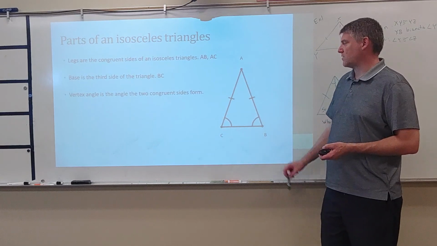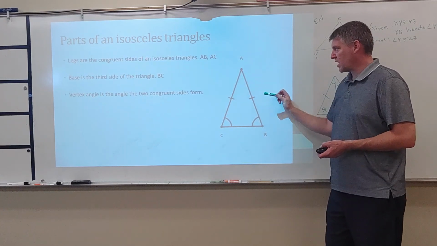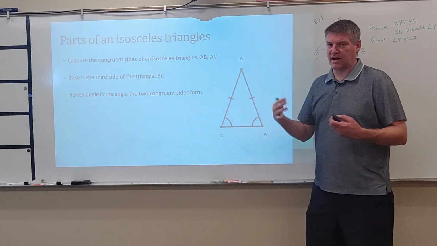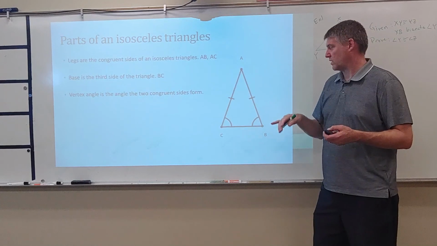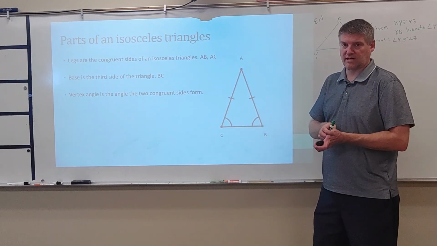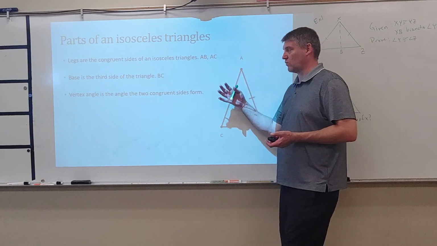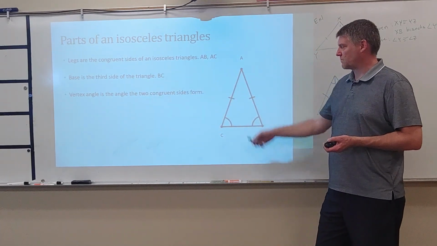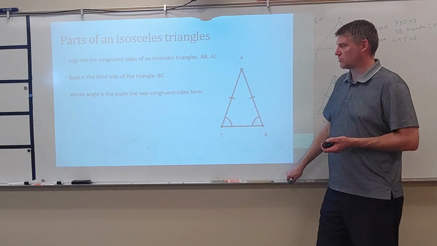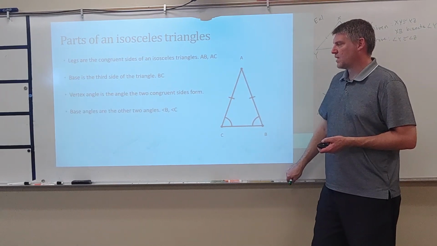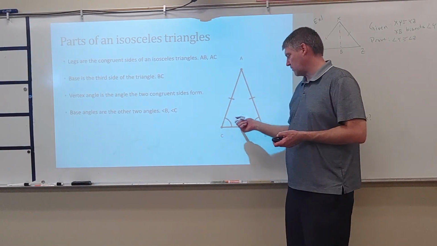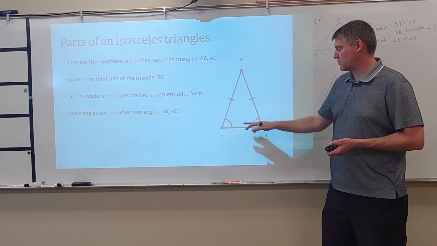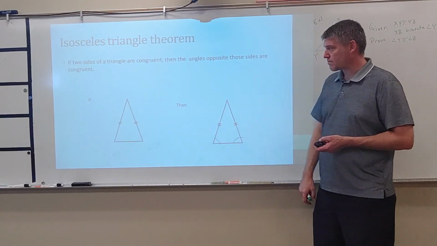The vertex is the angle between the two congruent sides. So understand that. I want to go back to the base real quick. The base is the side that you're not saying is part of the two congruent ones. So equilateral triangles are also isosceles triangles. So even though that third side is equal, it's just the third side besides the legs. Okay, so the vertex is the angle in between the two congruent sides. The base angles are the other two angles. So angle B and angle C are the base angles, and there's something unique about those base angles.